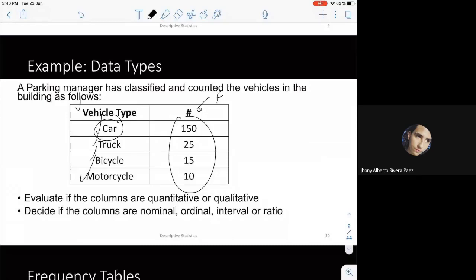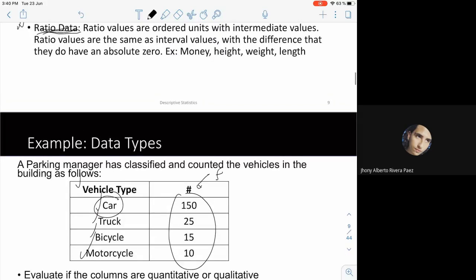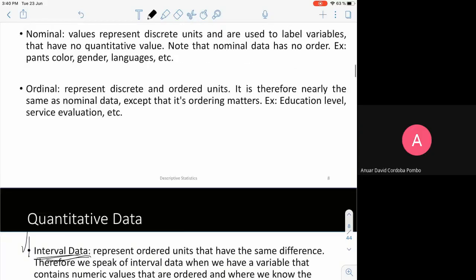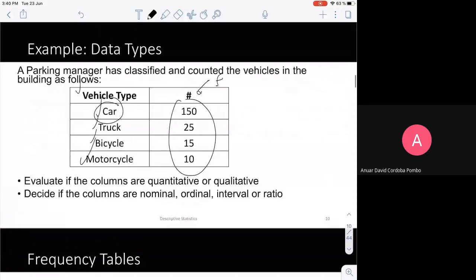So we know that the main variable here is a qualitative variable. Now my question is, is it nominal or ordinal? Let me show you the difference, the definitions here. Someone said ordinal. What do you think, guys?